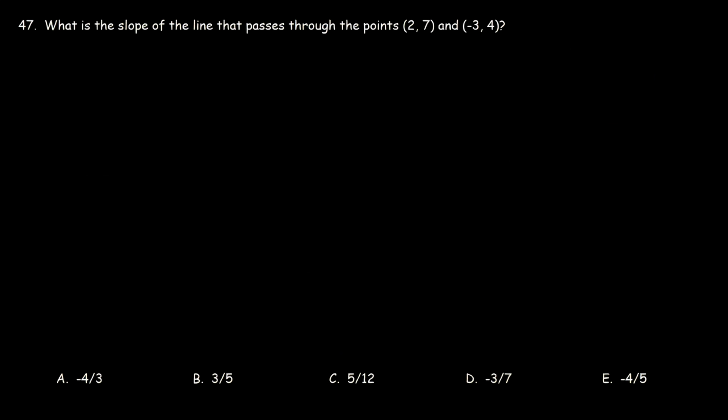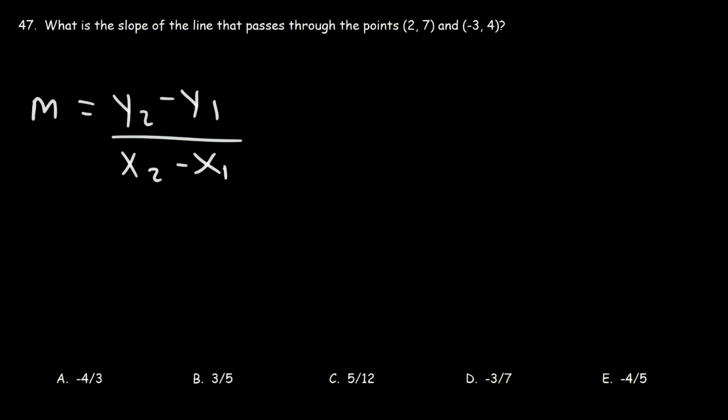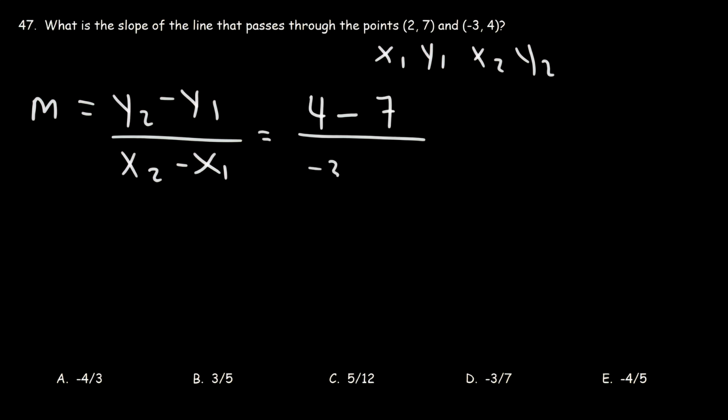47. What is the slope of the line that passes through the points (2, 7) and (-3, 4)? To find the slope of the line given 2 points, we could use this formula. It's y2 minus y1 over x2 minus x1. So 2 is x1, y1 is 7, x2 is negative 3, and y2 is 4. So it's going to be 4 minus 7 over negative 3 minus positive 2.